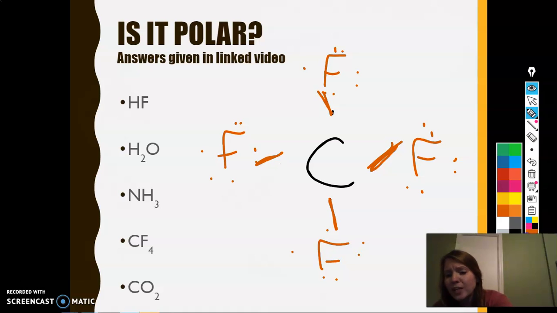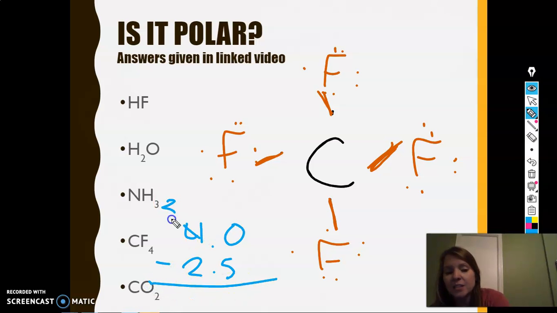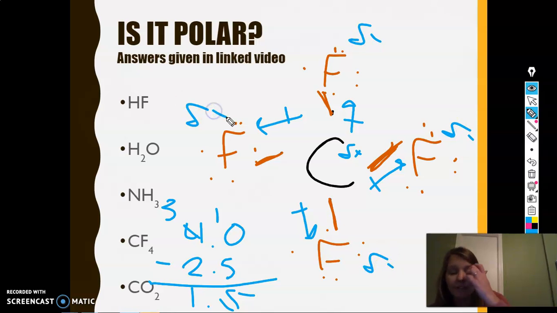Now, we need to look and see if our bonds are polar. So carbon is a 2.5, fluorine is a 4.0. When we subtract this, it is going to be 1.5. So my bonds are polar. Now, which one's pulling on them harder? The fluorine. So these guys are actually going to go outward. And this would make my carbon partially positive, and all of my fluorines will be partially negative.